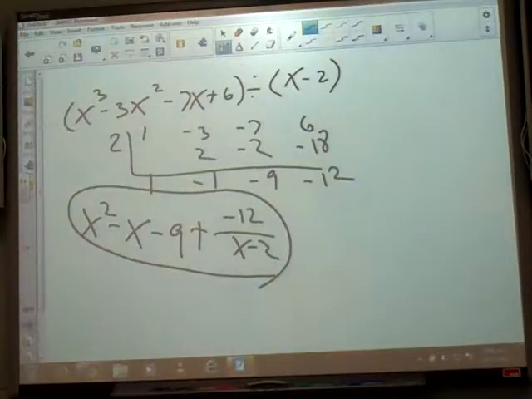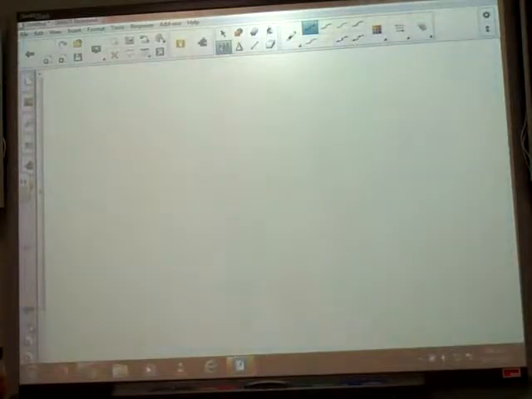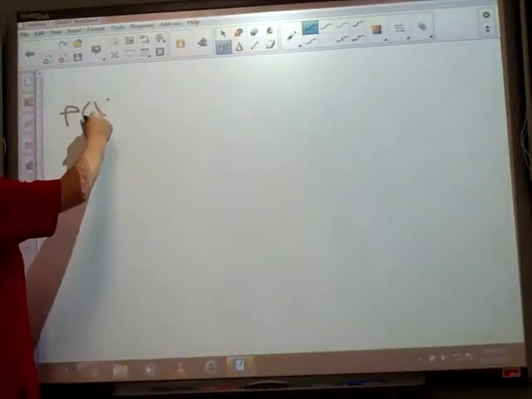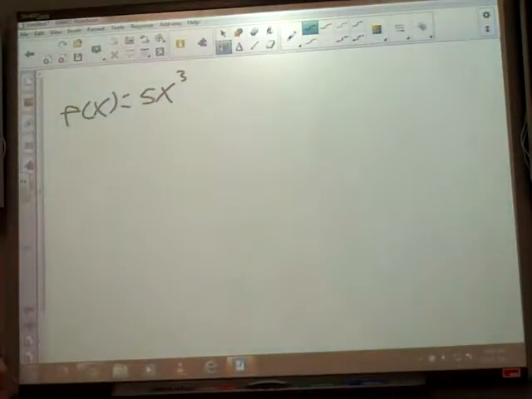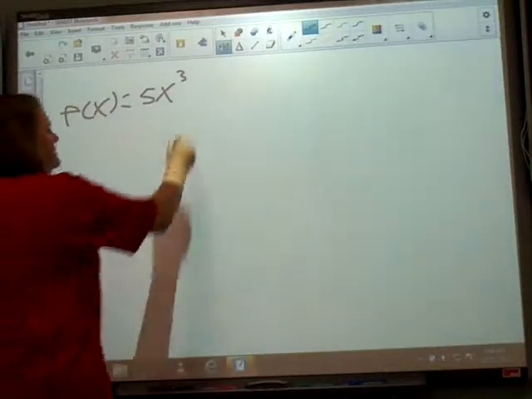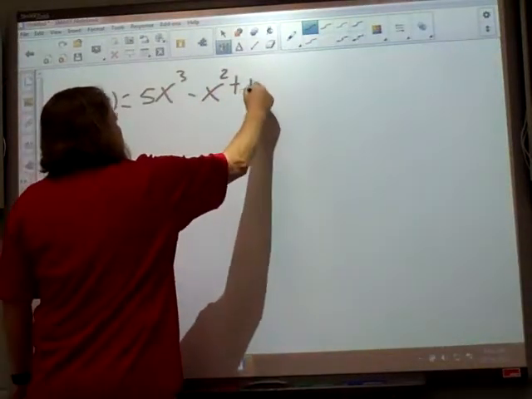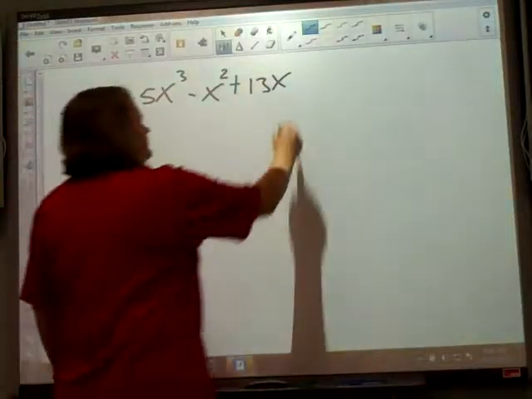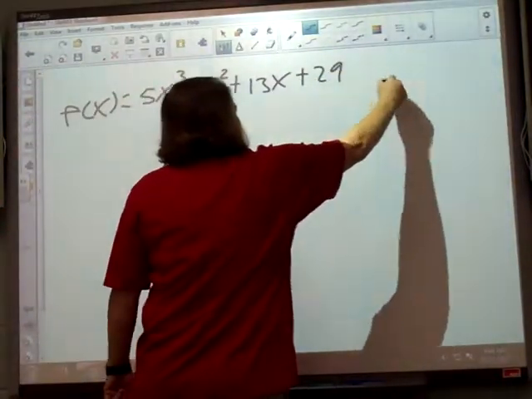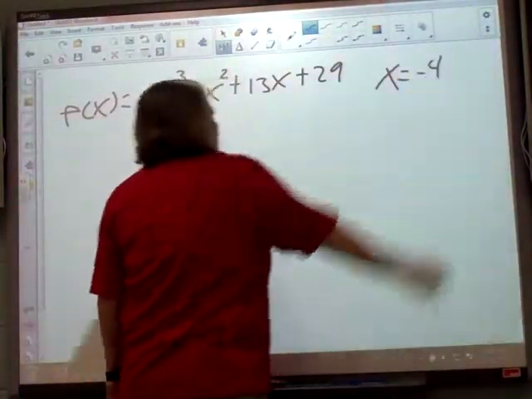Okay, so I'm going to show you how to do that, where you just get a number back in. Kind of, sort of, yeah. Alright, if I had f of x is equal to 5x cubed minus x squared plus 13x plus 29, and I want to evaluate this for x is negative 4.